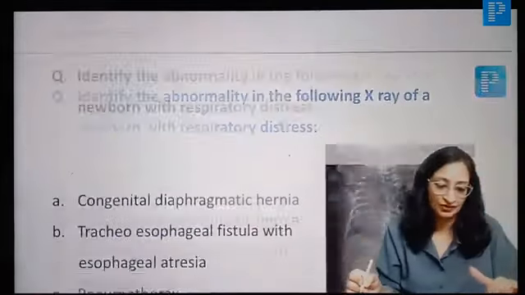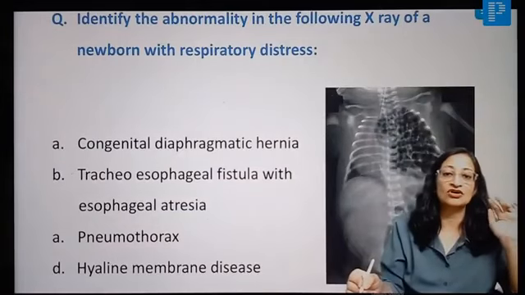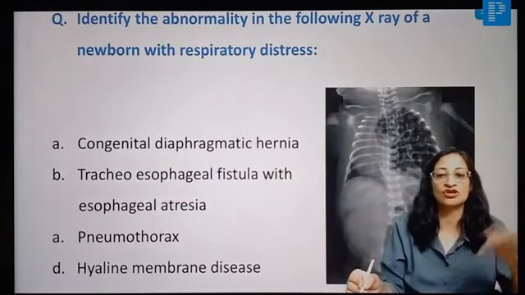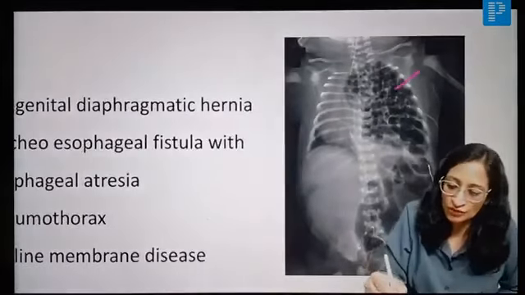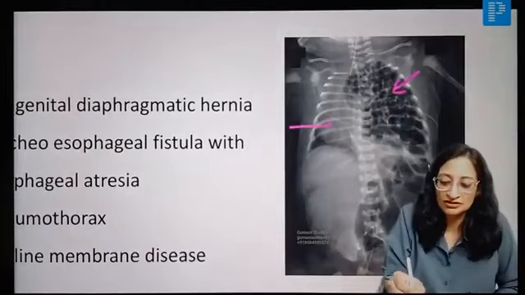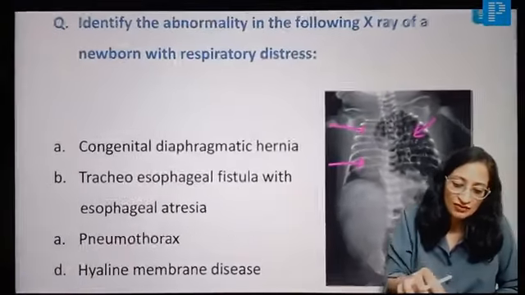Identify the abnormality in the following X-ray of a newborn with respiratory distress. Is it congenital diaphragmatic hernia, tracheoesophageal fistula with esophageal atresia, pneumothorax, or hyaline membrane disease? What do you see? Let me magnify it for you. Can you see that the bowel loops are there in the thorax and there is mediastinal shift and you can hardly see any lungs? So this is a typical chest X-ray of congenital diaphragmatic hernia.